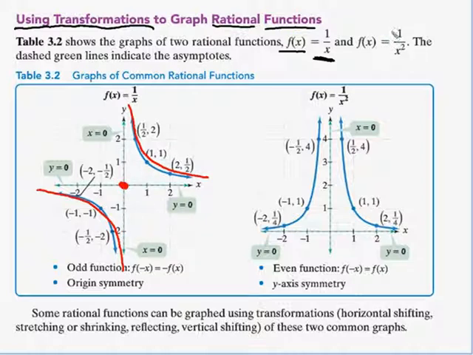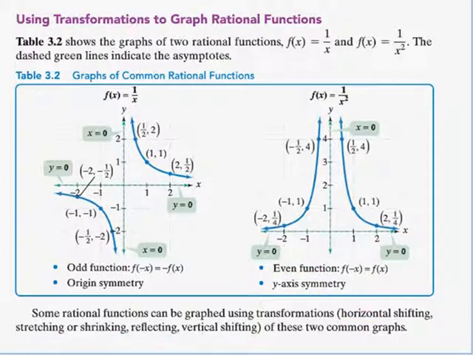1 over x squared is the volcano-shaped graph. Because everything's squared, it's going to be positive going up. Negative numbers squared are positive, as are positive numbers squared. And because it is an even exponent, we have even function and y-axis symmetry. Some rational functions can be graphed using transformations, like horizontal shifts, stretch, shrink, or reflect, or vertical shifts of these two common graphs.